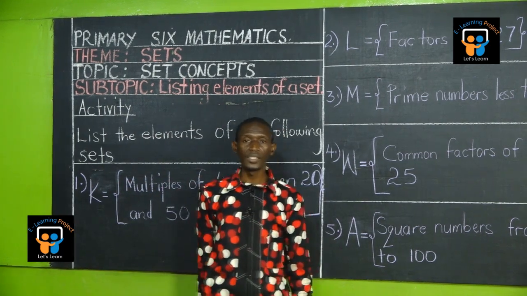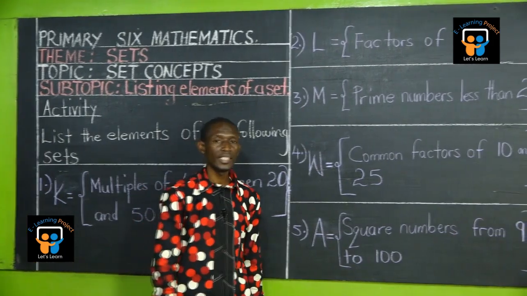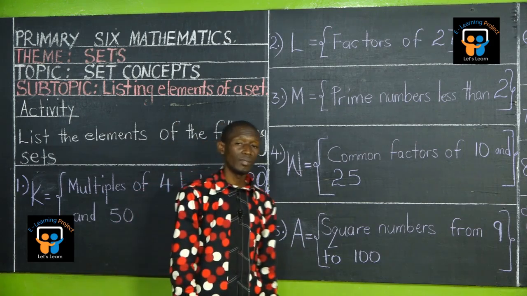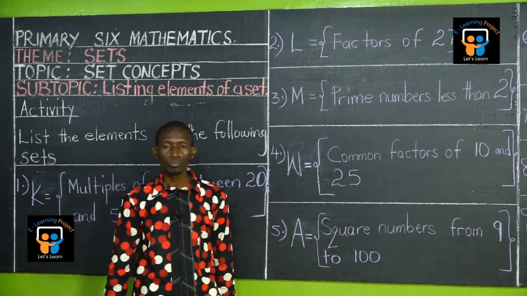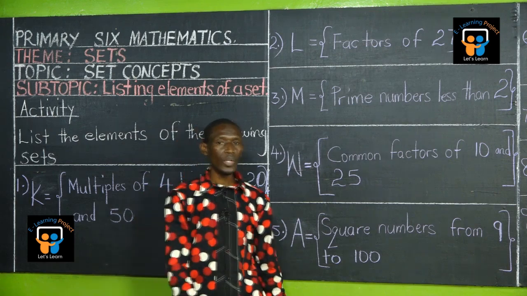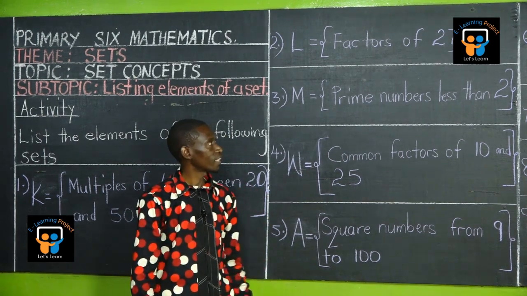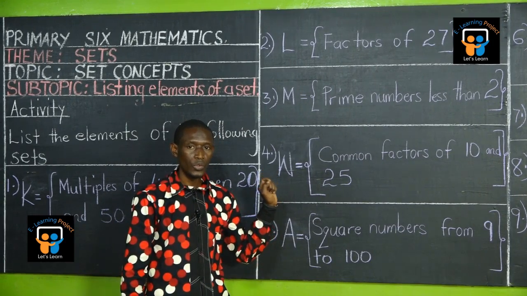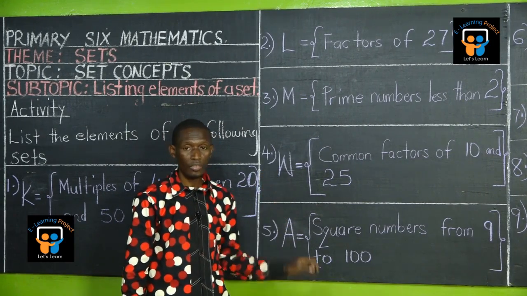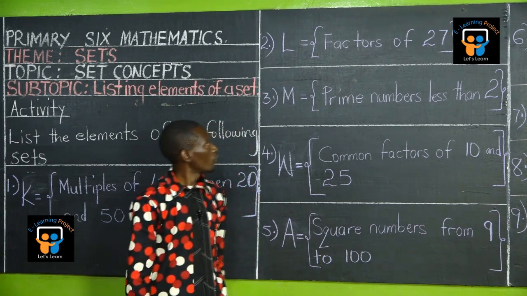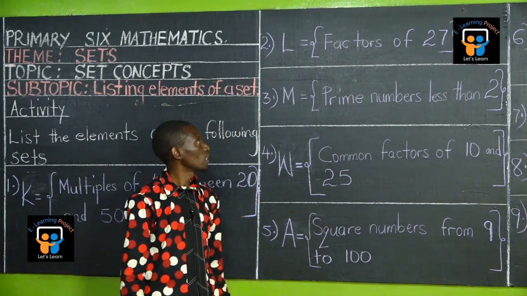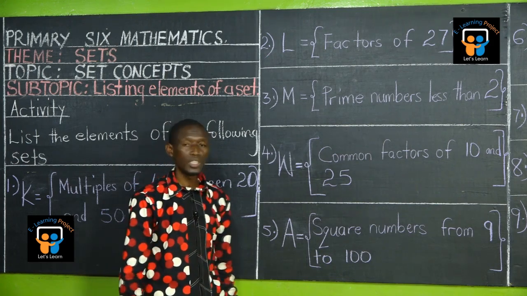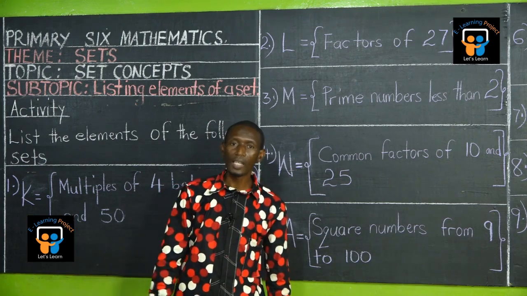Yes, let's look at number 2. Set L equals factors of 27. We said a factor is a number that can divide another number exactly. So write down numbers that can divide 27 exactly. Use the other method we used in primary 5. We're looking for the factors. So all those factors will be the members of set L. Do not forget to put those factors in the curly brackets.